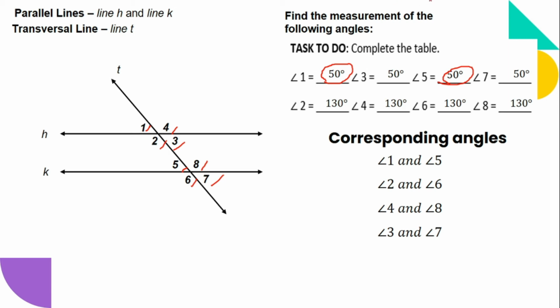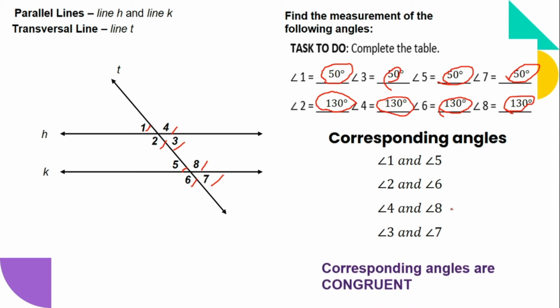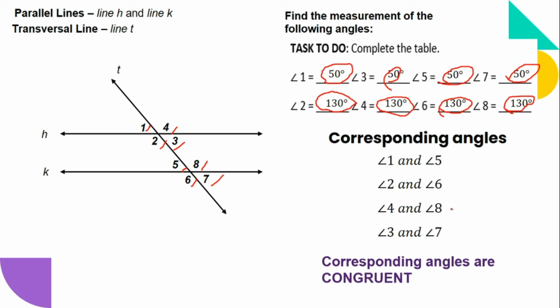How about 2 and 6? We have angle 2 is 130 degrees. Angle 6 is 130 degrees also. So, ibig sabihin, angle 2 and angle 6 are congruent. Next, 4 is 130 and yung 8 is 130 then. Meaning to say, 4 and 8 are congruent angles. Angle number 3 is 50, angle number 7 is 50. So they are congruent also. So therefore, masasabi natin na yung mga pairs ng corresponding angles natin ay pare-pareho ng measurement. Therefore, we can conclude now that corresponding angles are congruent. Okay? Next.